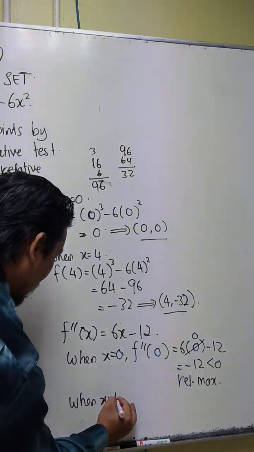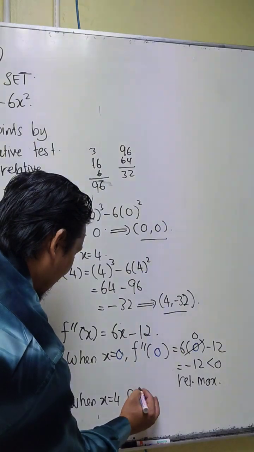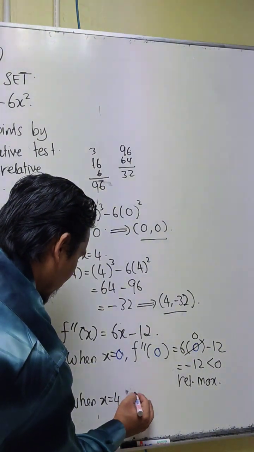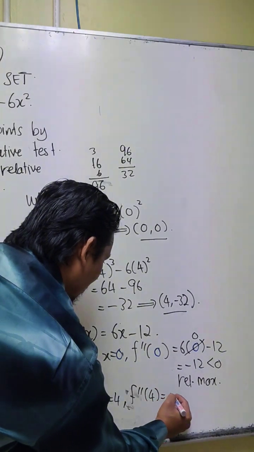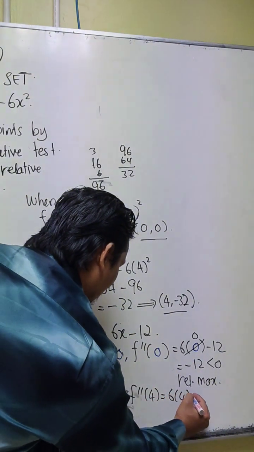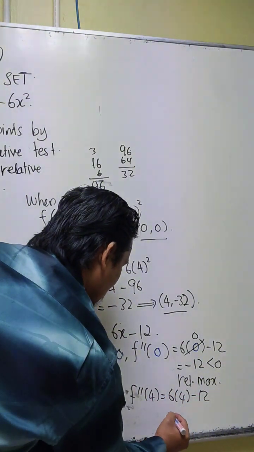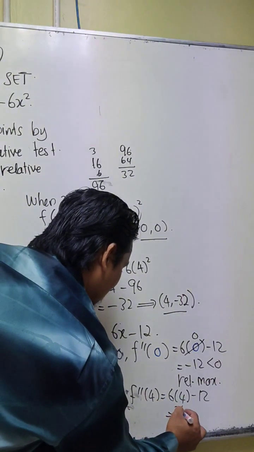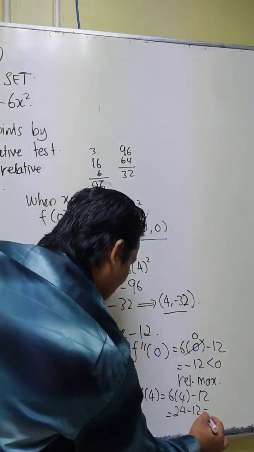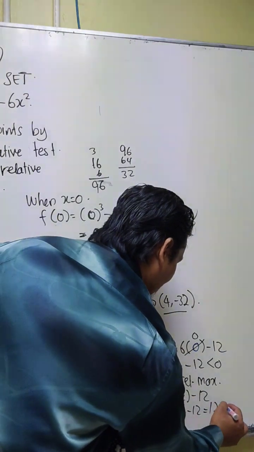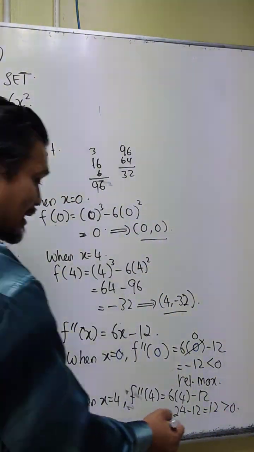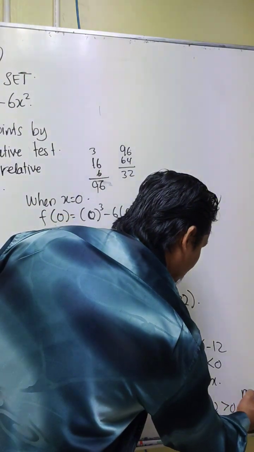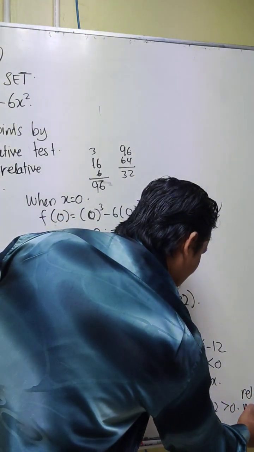And now, when x equals 4, f double prime of 4 equals 6 times 4 minus 12, which is 24 minus 12 equals 12, which is greater than 0. So this one is a relative minimum.